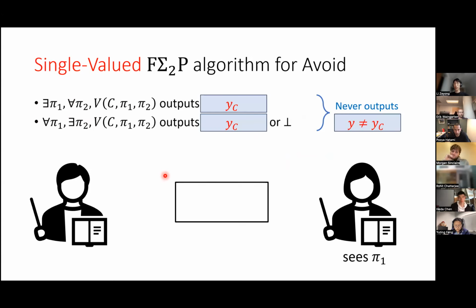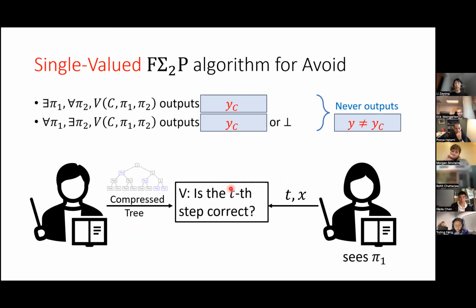And now I can complete the single-valued algorithm. The first prover simply sends in the compressed tree. And again, the second prover sends in a time step t and some auxiliary information. And the verifier in the middle verifies if the t-th step is correct. If the t-th step is correct, he will try to read whatever solution is stored in the compressed tree and output it. And if the t-th step is incorrect, he will just output bottom. And that's the end of the algorithm.